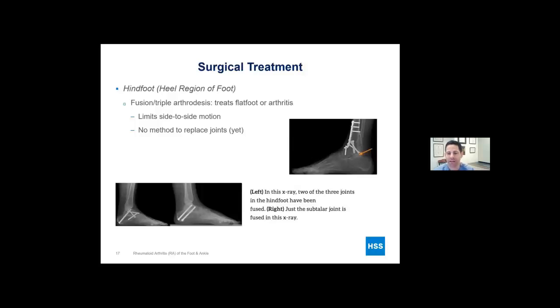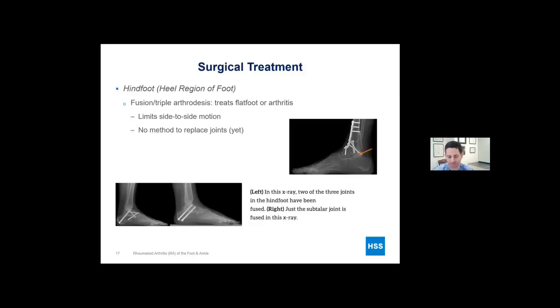A fusion of the affected joints of the hind foot is the most common surgery used to treat patients with flat foot or arthritis of the hind foot. A triple arthrodesis is a fusion that involves all three joints in the back of the foot, and that's what we saw on the prior slide. Occasionally, the joint on the outside of the foot is not fused if there is minimal to no involvement of that joint. And of course, this is at the surgeon's discretion and based upon the patient's problems and what specific area it's affecting.